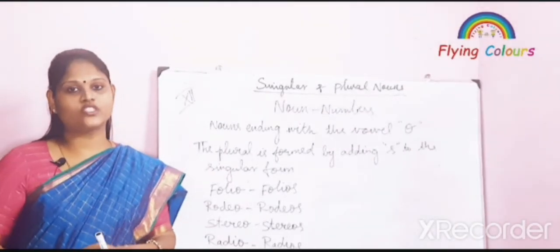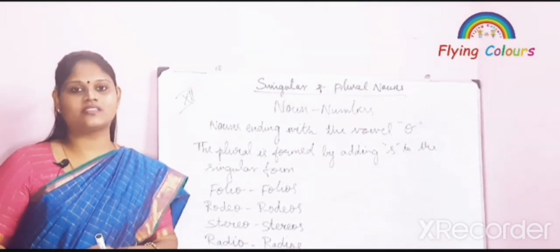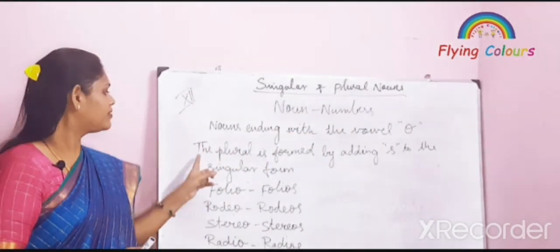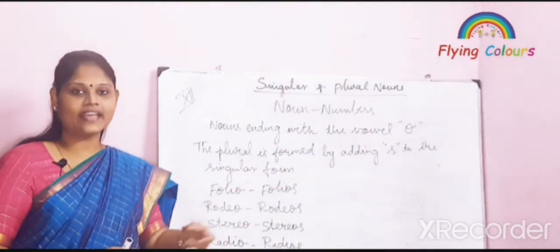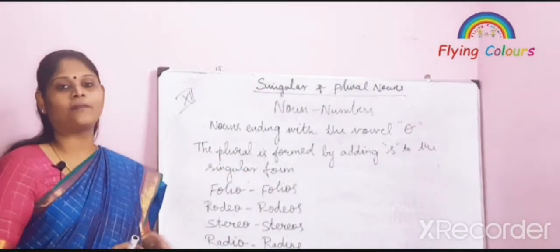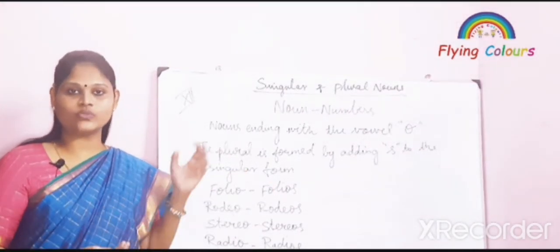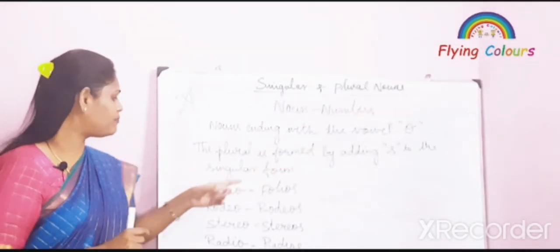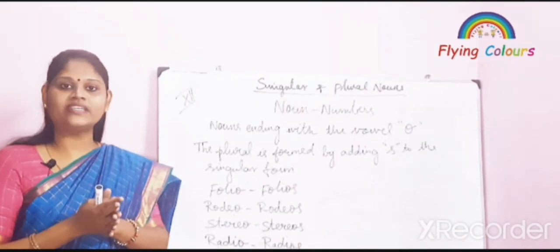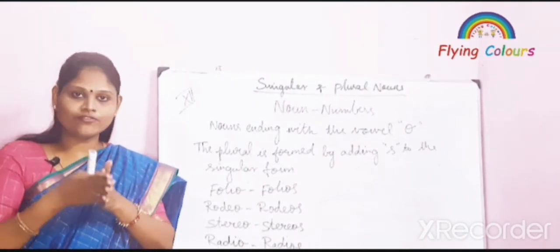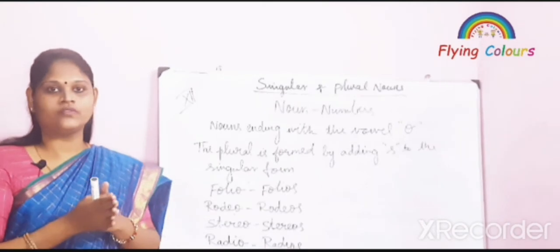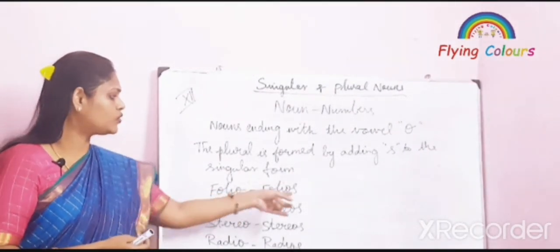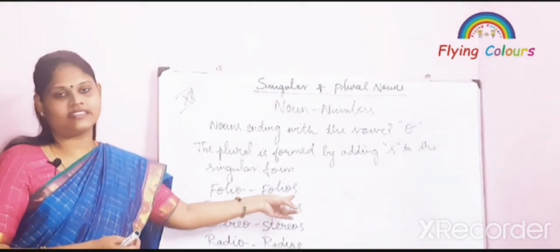So coming to the 12th concept of singular plural nouns. Nouns ending with the vowel O. The plural is formed by adding S to the singular form. So how will you form plurals to this? If a noun ends in the vowel O, for example, folio. Folio means a sheet of paper folded to form 2 leaves of book. So this folio ends in the vowel O. So you should add just S at the suffix.